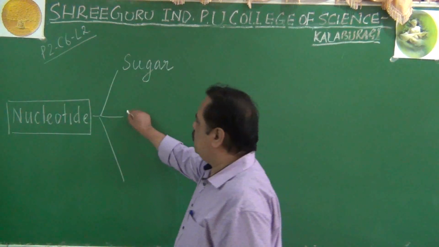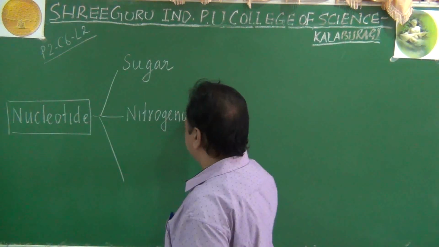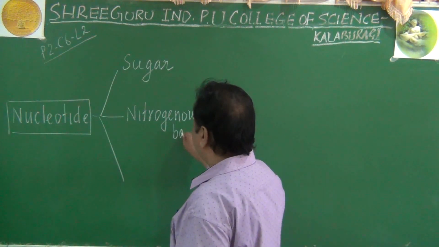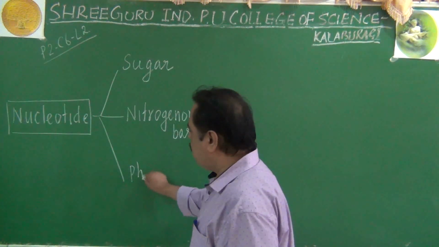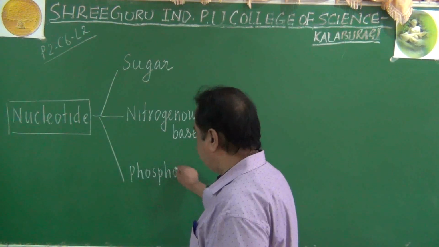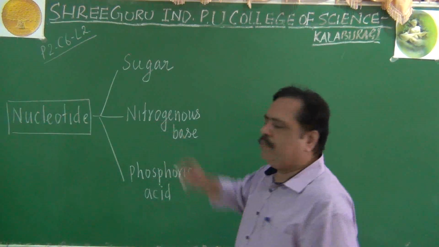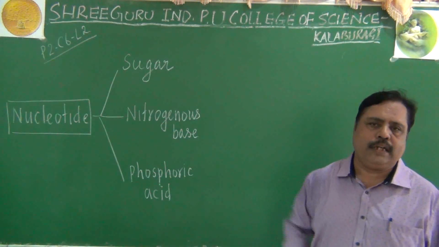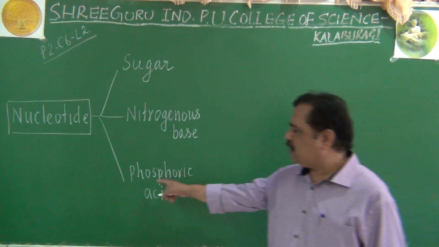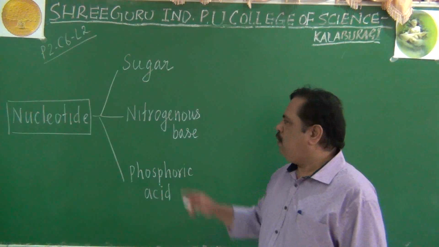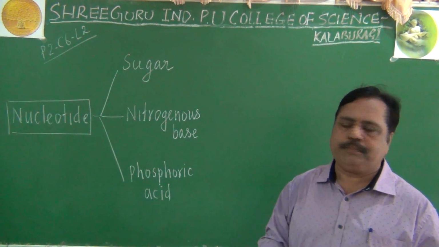One is called sugar molecule. Another one is known as nitrogenous base. And thirdly, there is phosphoric acid also. This phosphoric acid is responsible for giving acidic nature to the nucleic acids. Previously it was called nuclein, but after understanding its acidic component, it is considered as a nucleic acid actually.